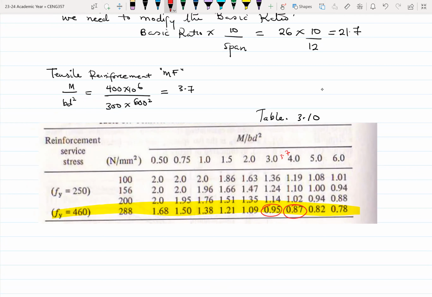All right. So if we do the interpolation, you will realize that your modification factor for tension reinforcement will be 0.89. So the modification factor for tension reinforcement will be 0.89. We've gone through how to do some of these computations already, so I'd advise that we just look at it. It's the same thing, nothing really has changed.